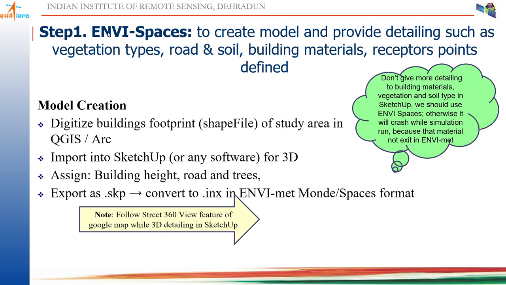First, ENVI Spaces. This is the model creation step. First, how to create the model. Just select your study site and save files, and digitize the building footprints. We can use ArcGIS or QGIS based on your preference. Then import this digitized footprint into SketchUp for the 3D model. Then assign the building height and roads, and then export this into ENVI-met format.